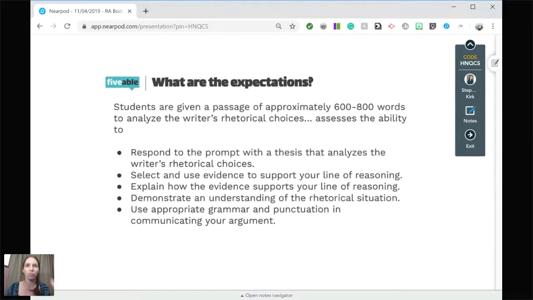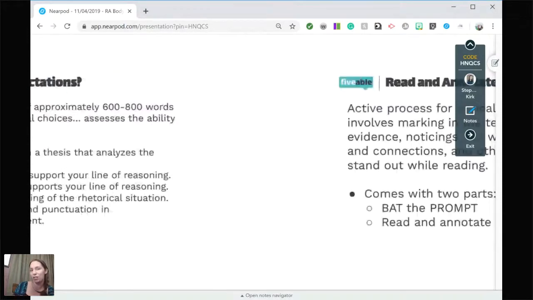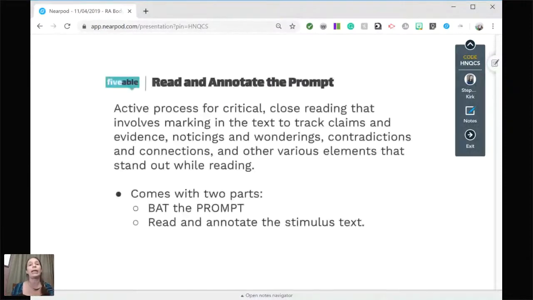So now we know the expectations. So the first big step you have to do before you can even get to your body paragraphs is, of course, reading and annotating the prompt. And that includes the prompt itself, like, what do you want me to do? And then it includes the text stimulus, okay? So there's two pieces here included in reading and annotating the prompt. So what does that look like?